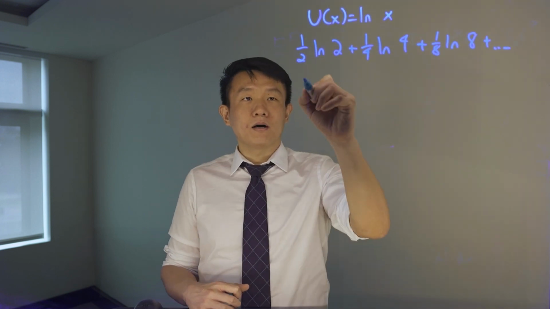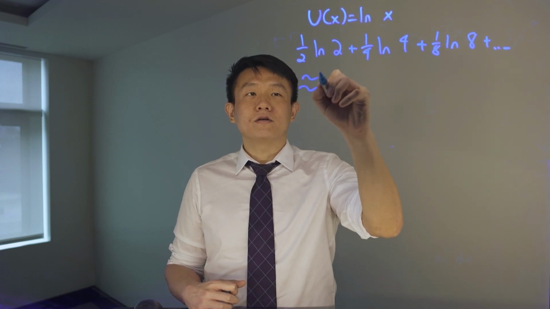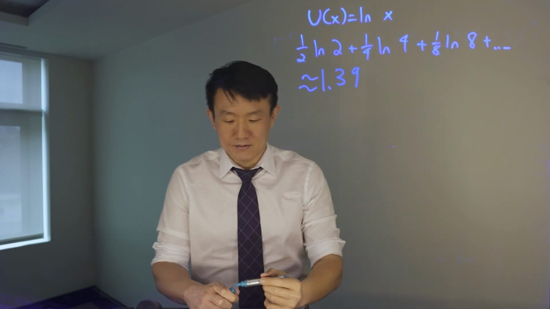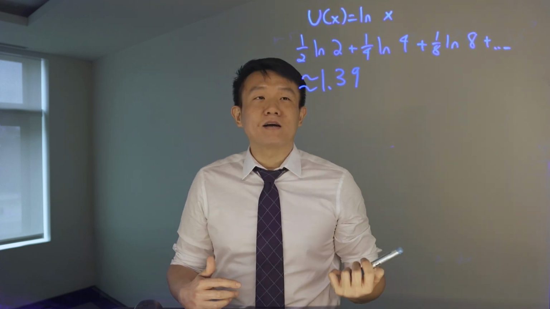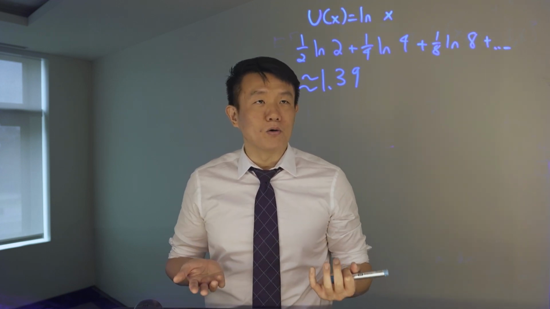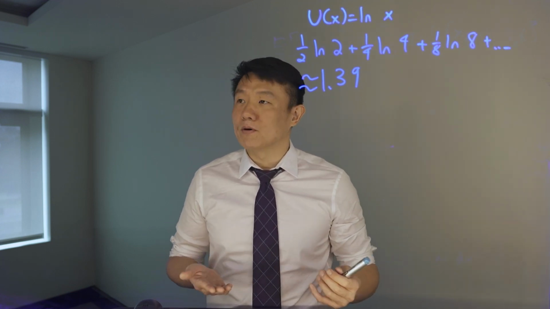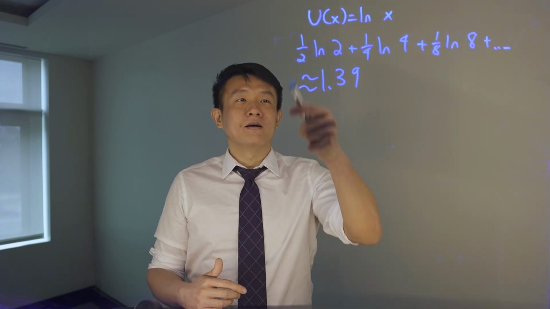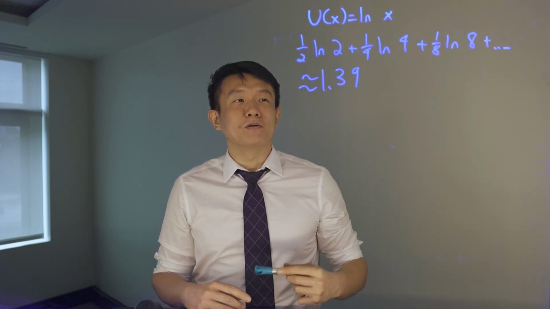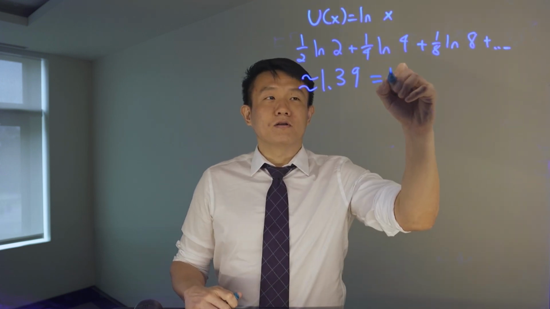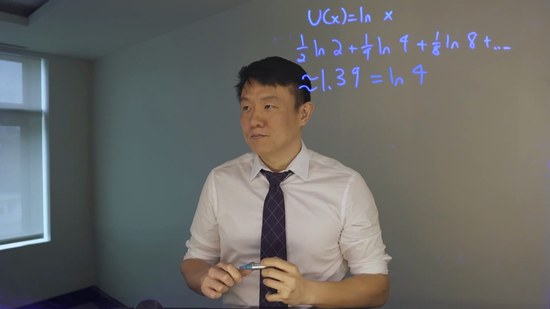And if we were to sum all of these up, this would sum to about 1.39. Now, just like with any other utility number, an expected utility of 1.39 doesn't tell me a whole lot because the utility is just a number. We can better interpret this by realizing that 1.39 is equal to the log of 4.